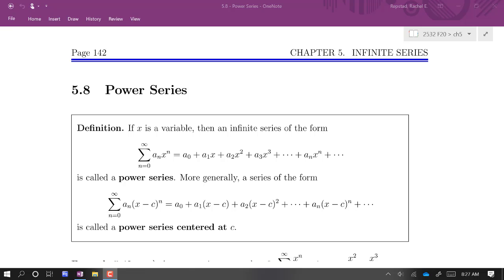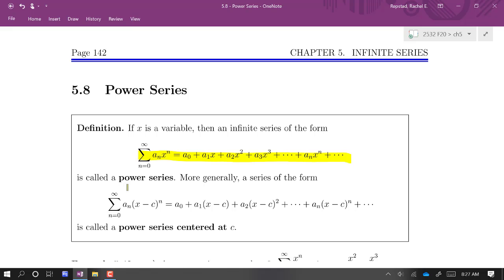In this section, we're going to talk about power series. So we'll begin by taking a look at this infinite series right here. That's a generic infinite series whose nth term is a sub n times x to the n. So we have these powers of x in there. It is essentially an infinite degree polynomial. We call that a power series.